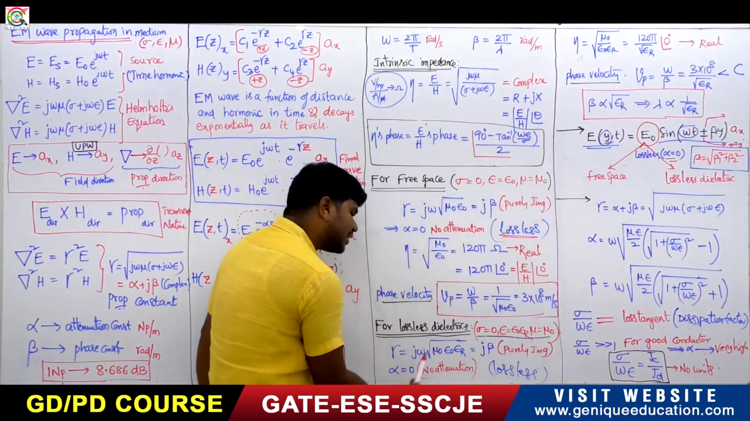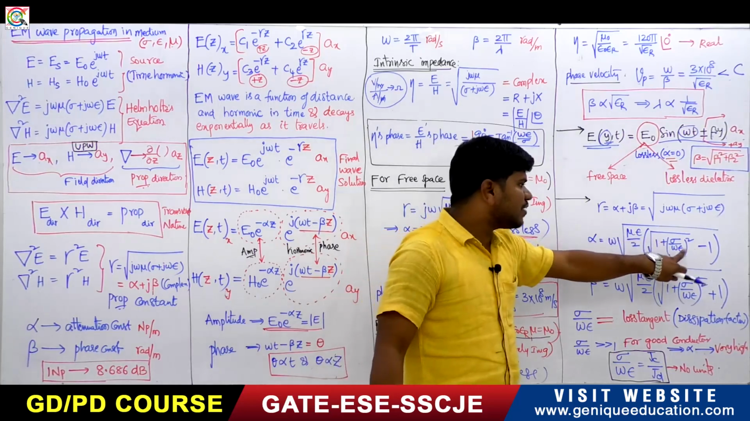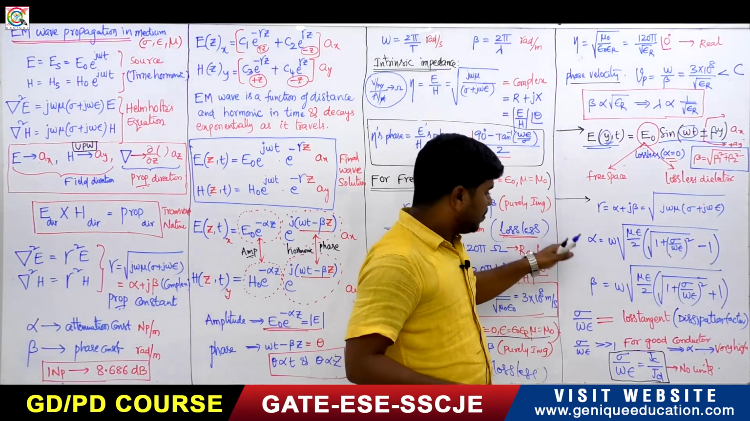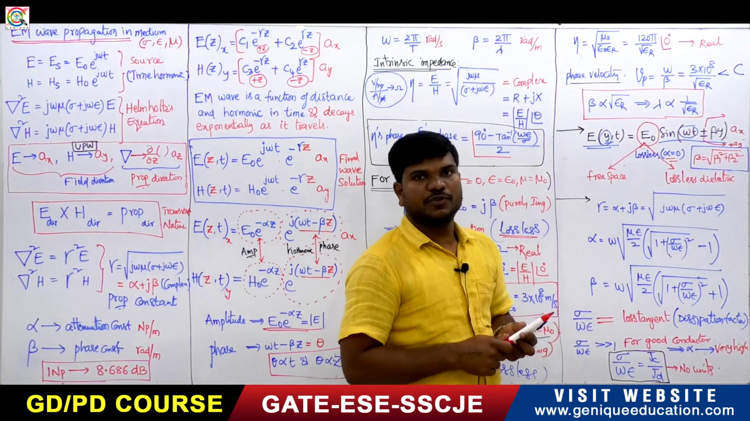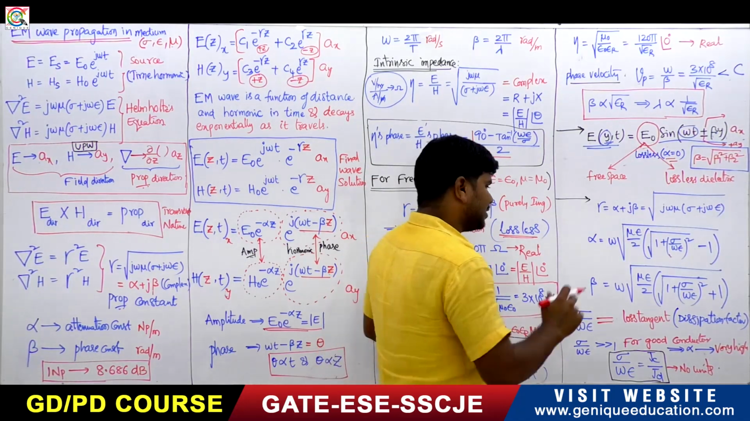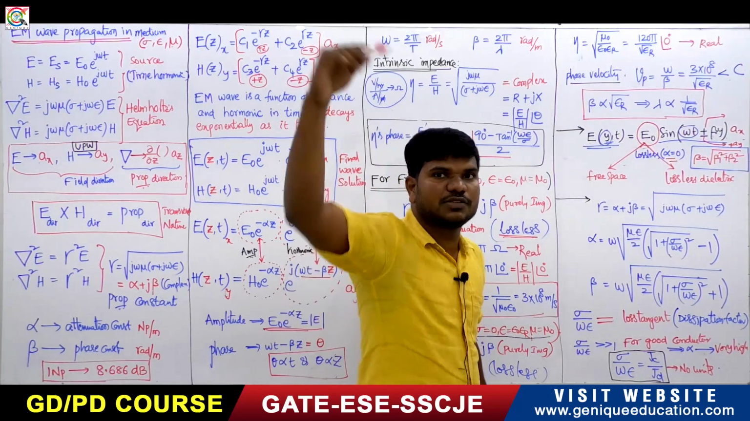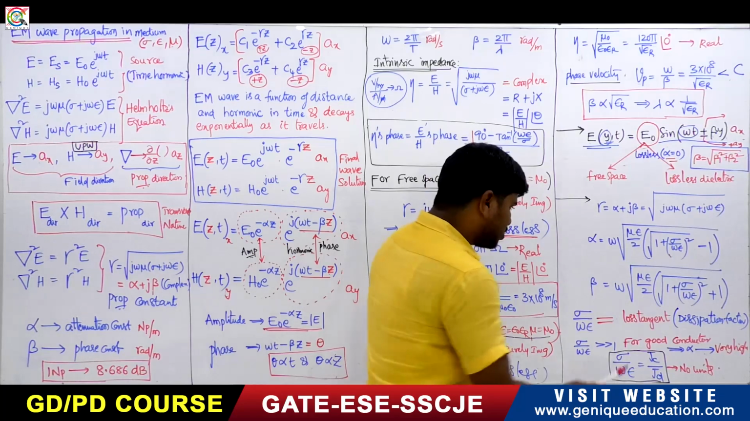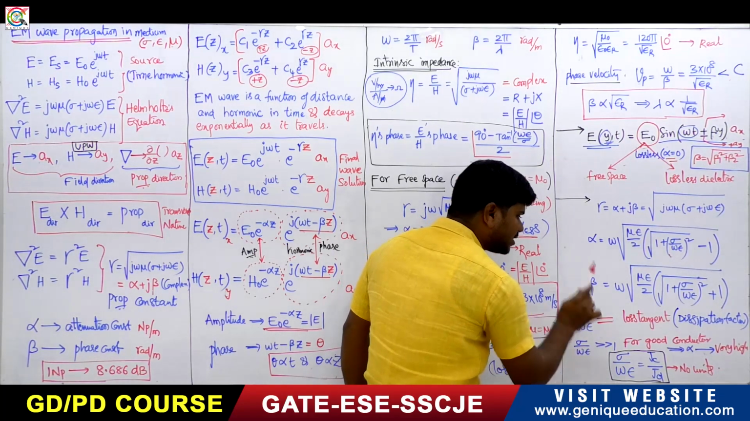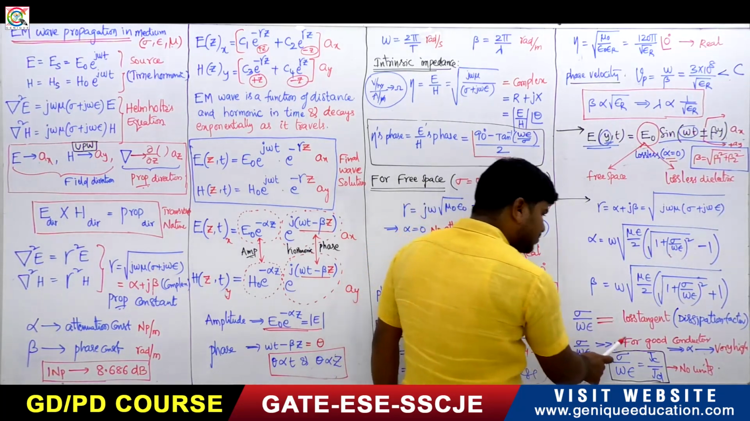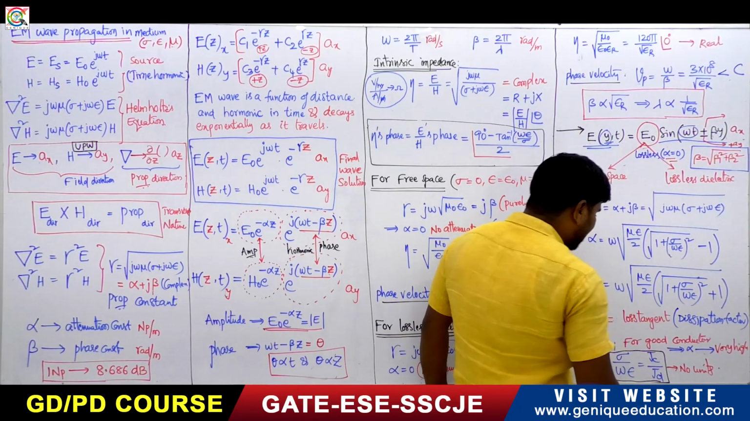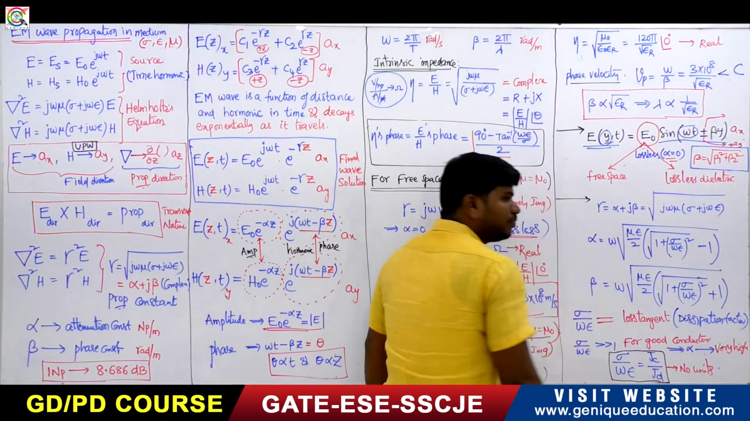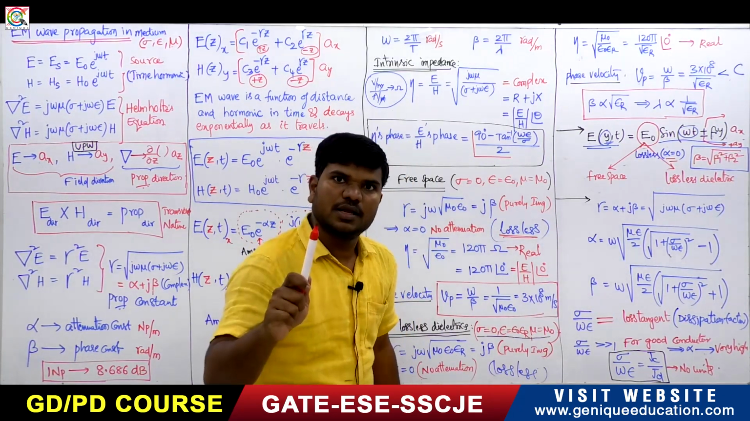And for a lossless dielectric also, the sigma by omega epsilon value is 0, so the attenuation is 0. But if you take a very good conductor, the conductivity sigma value is very, very high. So sigma by omega epsilon is much greater than 1. So for a very good conductor, the attenuation is also very high.